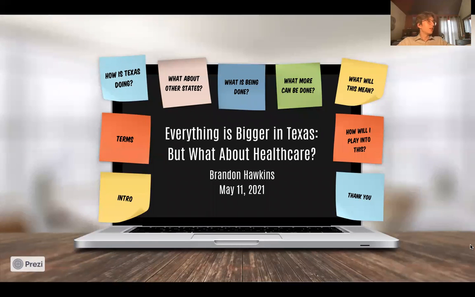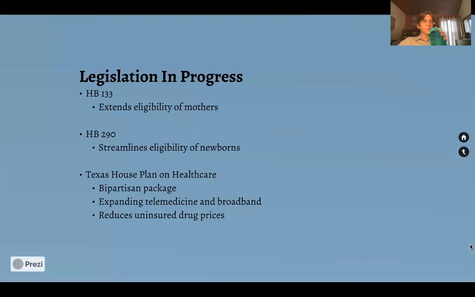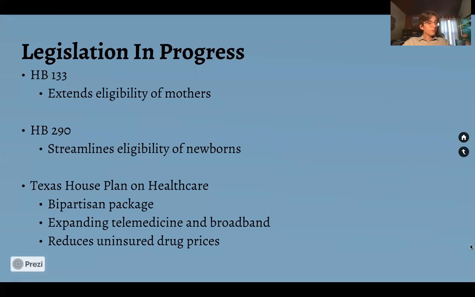What is currently being done at the state legislature to address this issue? Well, first you're going to have HB 133. That's looking at extending the eligibility of mothers from 2 months to 12 months, so 1 year of continuous coverage for our mothers postpartum. HB 290, that's looking at streamlining the eligibility of newborns. So rather than having those eligibility checks at months 5, 6, and 7, it would only be 1 eligibility check on month 6.